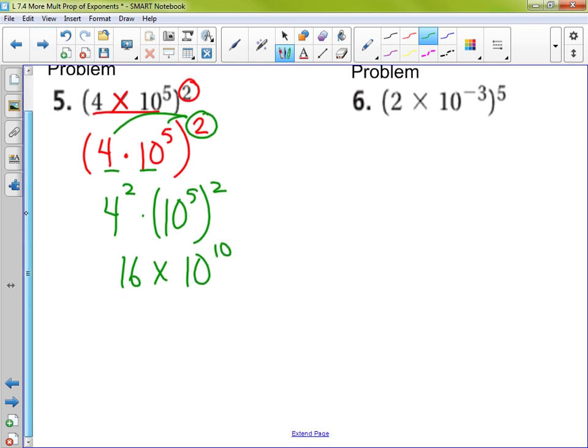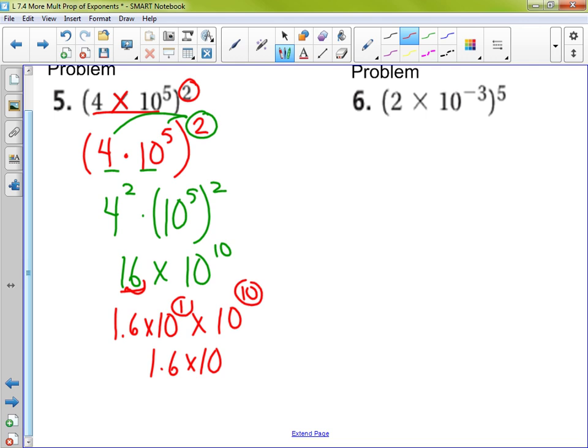Now depending on the problem, you may be okay to leave it like that, but usually it will say write it in scientific notation. So 16 written in scientific notation is 1.6 times 10^1 times 10^10, which is 1.6 times 10 to the 1 plus 10, which is 11.